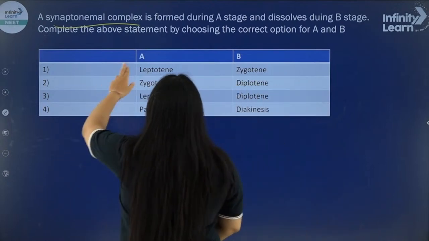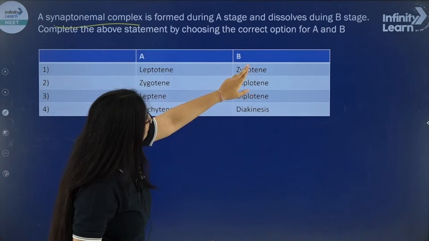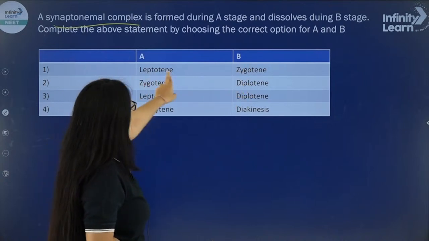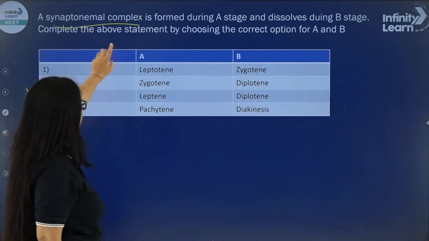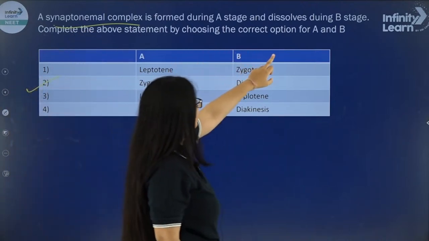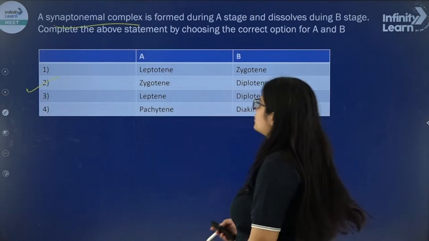So a synaptonemal complex is formed during zygotene and dissolves during diplotene. So your answer too should be correct. Formation will take place in zygotene and dissolution during diplotene. Pretty simple, yes. Next question.